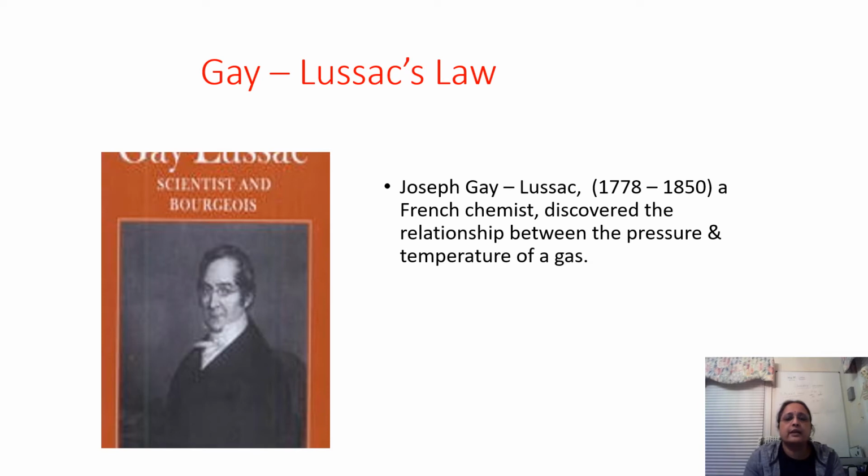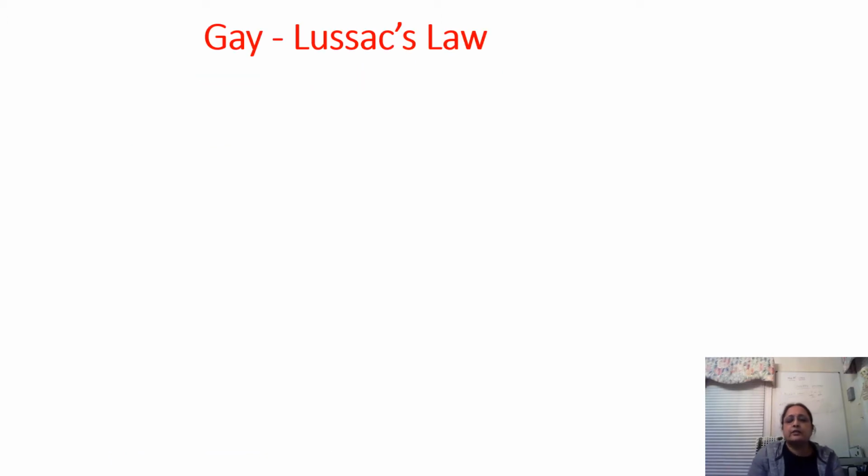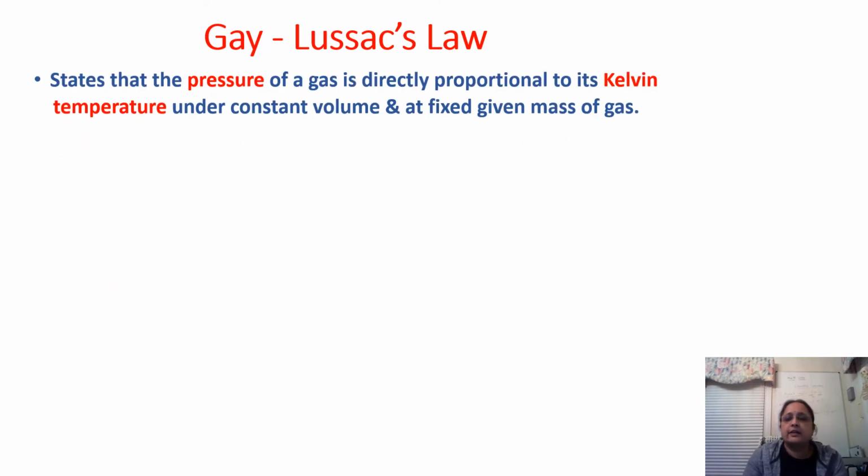Next we move on to Gay-Lussac's Law. Gay-Lussac is a French chemist who discovered the relationship between the pressure and temperature of a gas. Gay-Lussac's law deals with pressure and temperature. If there is a constant volume and a fixed given mass of gas, then the pressure of that gas is directly proportional to its Kelvin temperature.